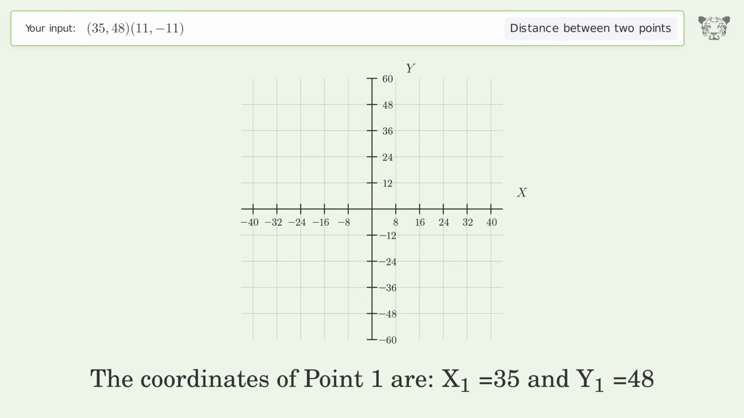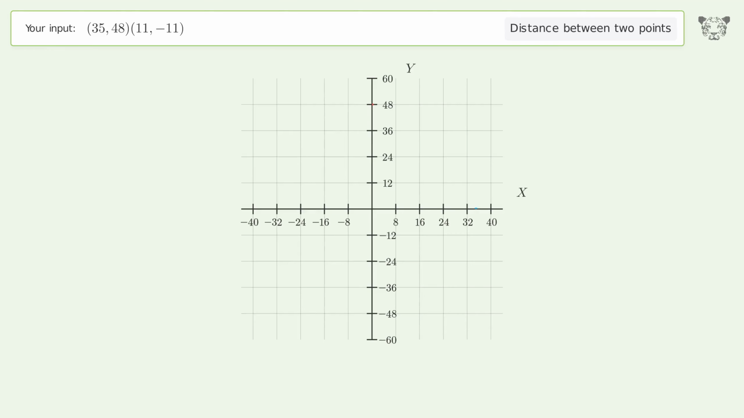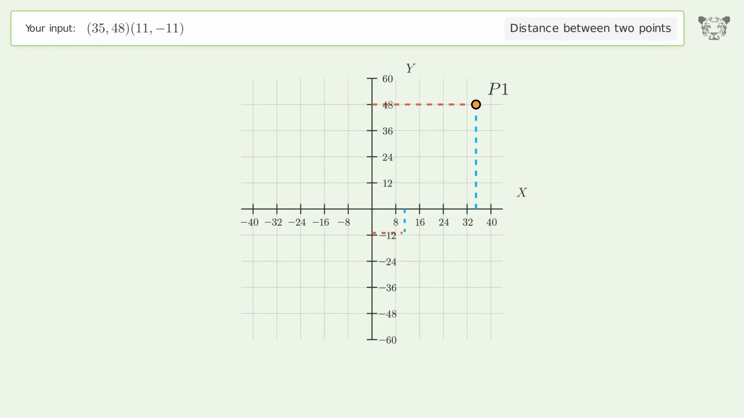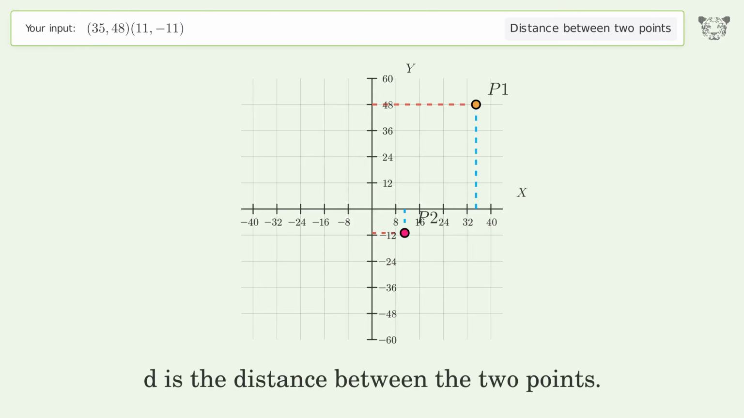The coordinates of point 1 are x1 equals 35 and y1 equals 48. The coordinates of point 2 are x2 equals 11 and y2 equals -11. D is the distance between the 2 points.